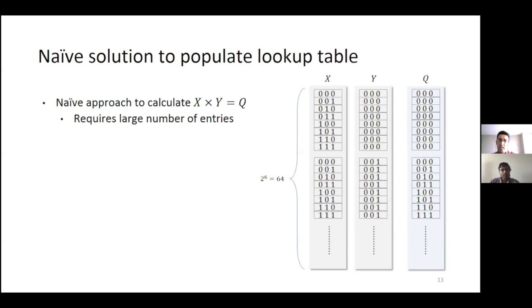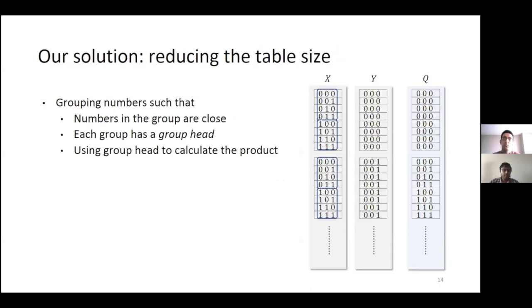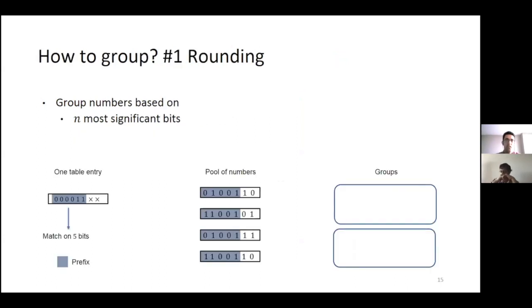For example, in this case, X, Y and Q have 3 bits, and just for these 3 bits, I need 64 different entries. So one way to approach this problem is grouping these numbers such that numbers in the group are close, and each group has a group head, and then we will use this group head to calculate the product. In this way, if you group the numbers, we can reduce the size of the tables. So this is the first approach.